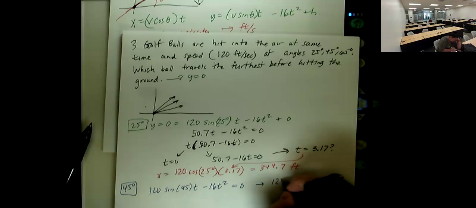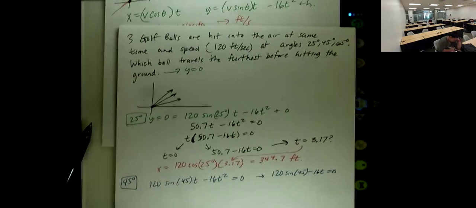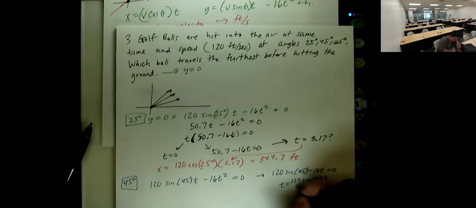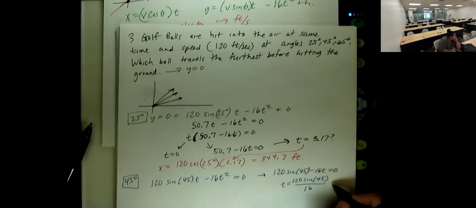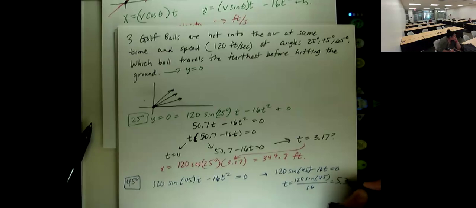It looks like this is gonna be 120 sine 45 minus 16t equals 0, if I look at what I did before. So t equals 120 sine 45 over 16, that's the shortcut way of doing this. We can speed up if we do 65 degrees next time, just change the angle. 120 sine 45 divided by 16. I'm getting t equals 5.3 seconds, so it flies longer.